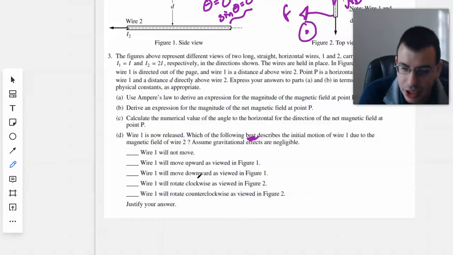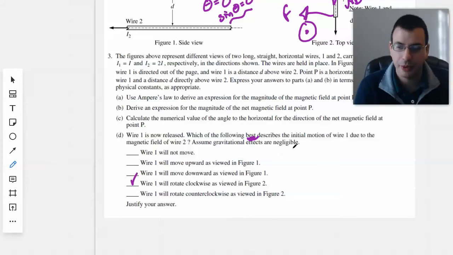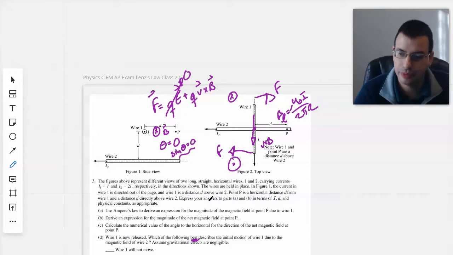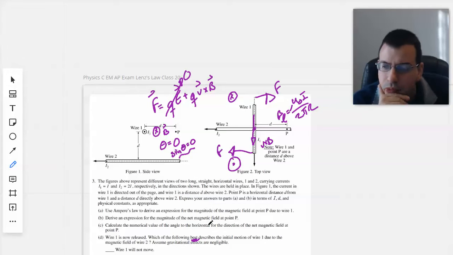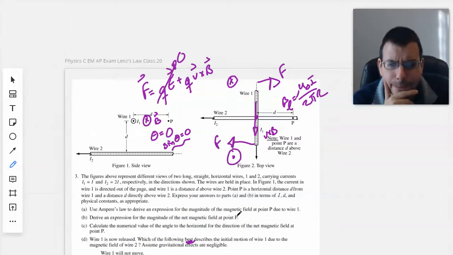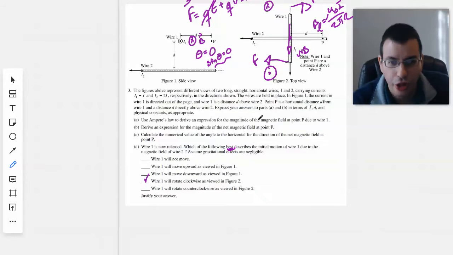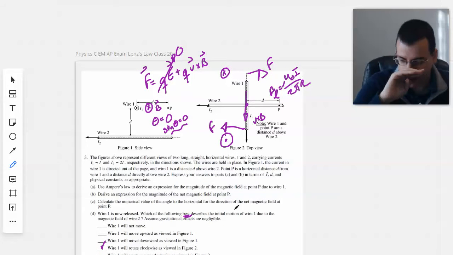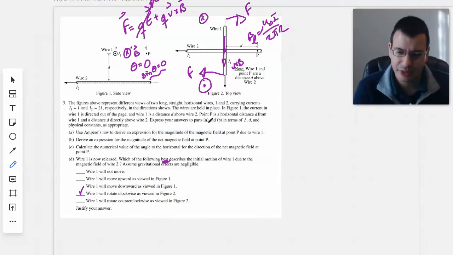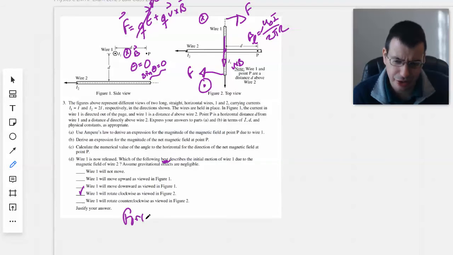We'll rotate clockwise in figure 2. Yep, and we'll not move in figure 1. And that's because we have the torque. And the justification I would have would be, I'd say something like, well, forces cancel, torques exist in figure 2.